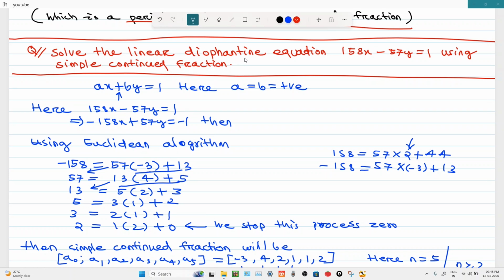Solve the linear Diophantine equation. The linear Diophantine equation was given as 158x minus 57y equals 1. So we will solve this by using simple continued fraction.